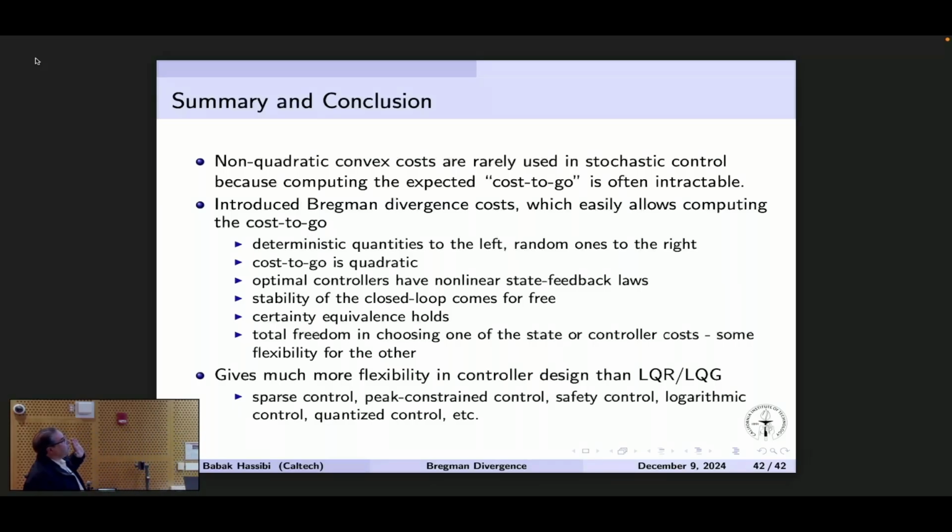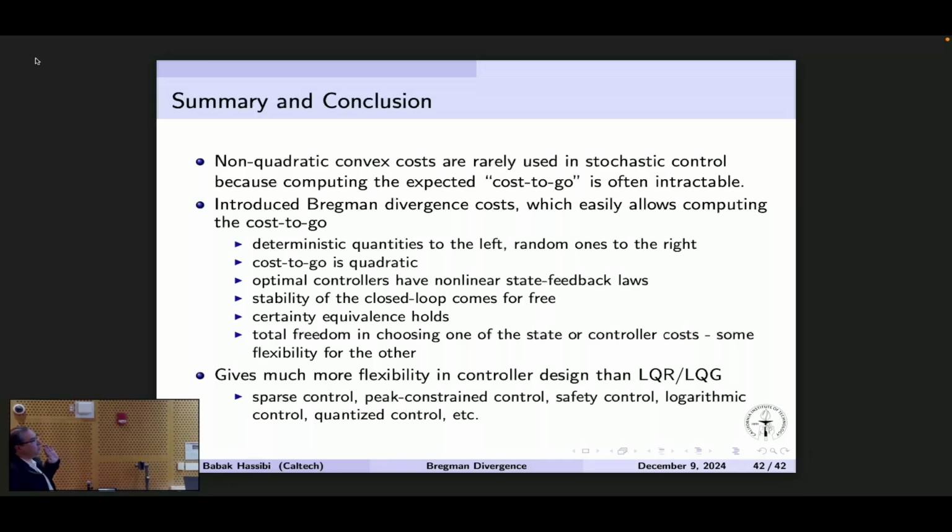So to conclude, non-quadratic convex costs are rarely used in stochastic control because, as I said, computing this expected cost to go is often, to put it mildly, intractable. And so the idea here was to introduce Bregman divergence. If you want to remember anything from this talk, it's that the closest thing to quadratics is Bregman divergence. It allowed us to compute the cost to go. The trick was you put everything deterministic to the left, everything random to the right. We had to insist that the cost to go is quadratic so that it would be a Bregman divergence itself.